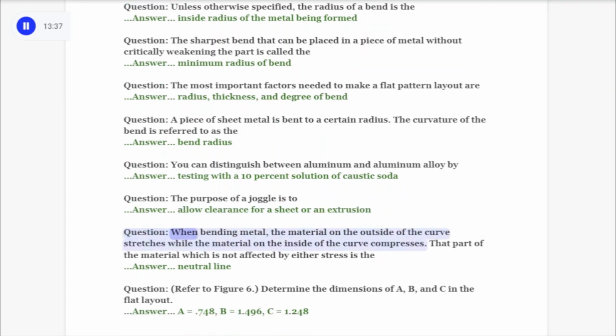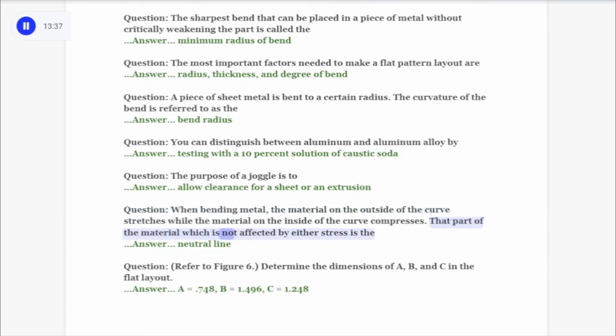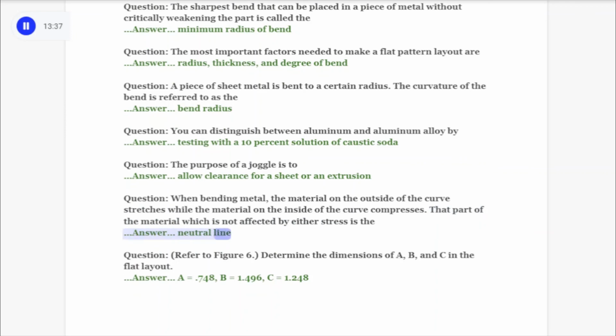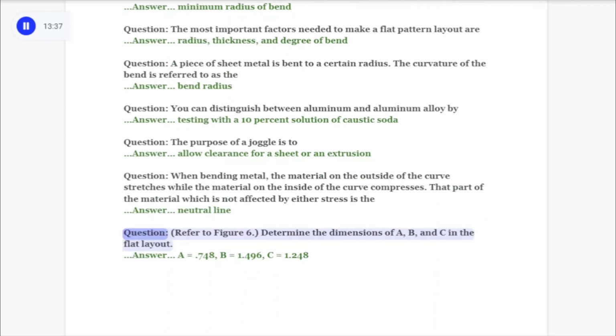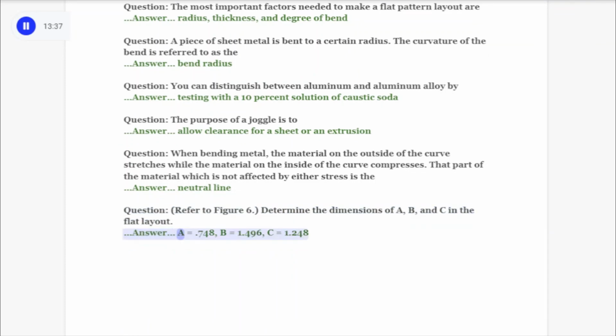Question, when bending metal, the material on the outside of the curve stretches while the material on the inside of the curve compresses. That part of the material which is not affected by either stress is the. Answer, neutral line. Question, refer to figure 6. Determine the dimensions of A, B, and C in the flat layout. Answer, A equals 0.748, B equals 1.496, C equals 1.248.